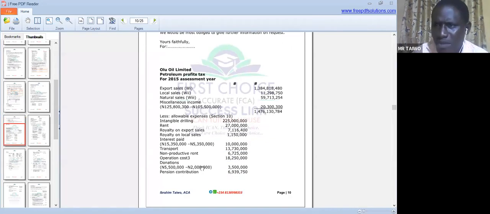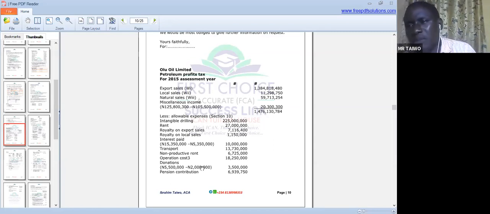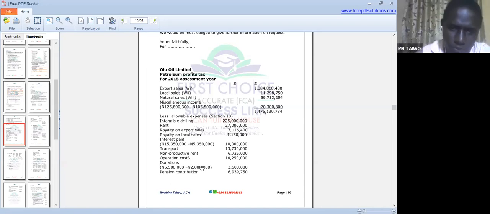Can you now see? The one that was meant for political parties is not meant for the business. So if you give APC or PDP 10 billion as an oil company, as donations, and you want to allow it, the tax authority will not allow you. Therefore, the 2 million will be netted from here, you get 3.5 million.